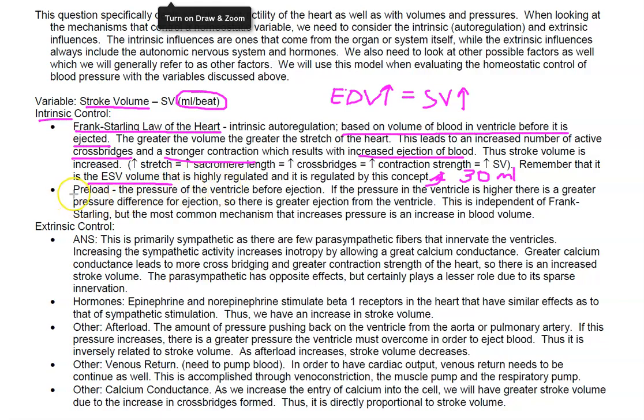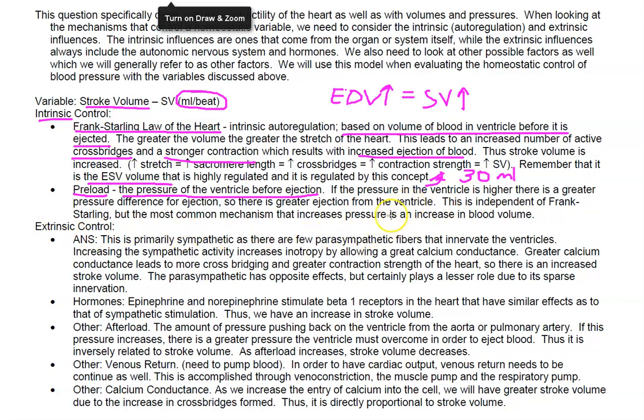A similar concept, but distinctly different, is preload. Again, the "pre" refers to before, and load is pressure. So preload looks at the pressure of the ventricle before ejection. What's the total pressure of the ventricle before we eject blood? If the pressure is greater, then the ejection will be greater, so stroke volume will go up.